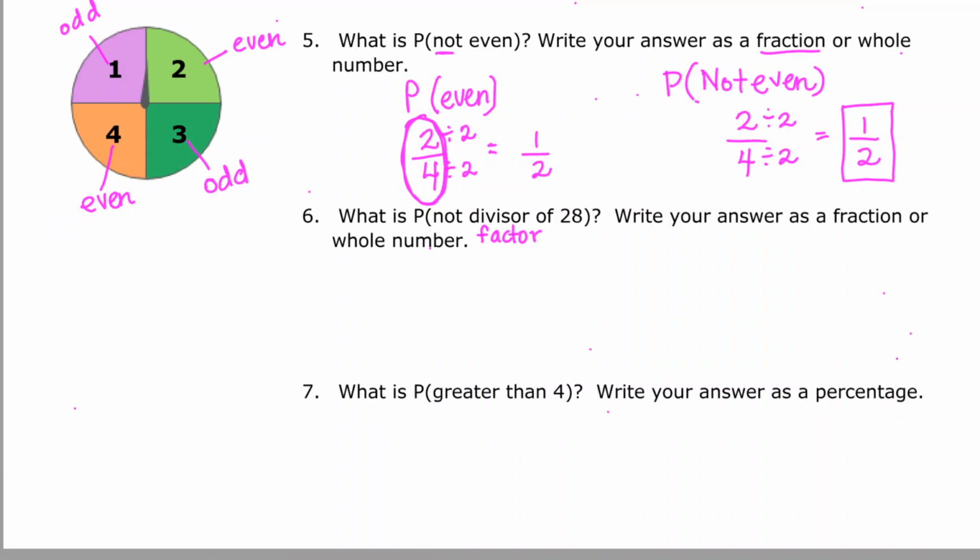All right, so what we want to do is look for factors of 28. Now, this is the spinner still. We're using the spinner that is up beside number 5, and we're going to look up there and say, okay, 1.